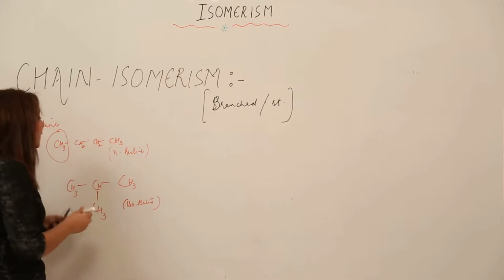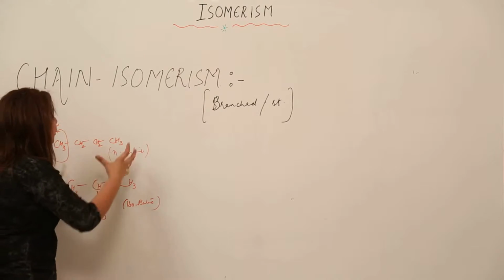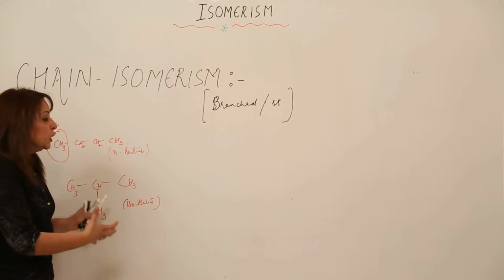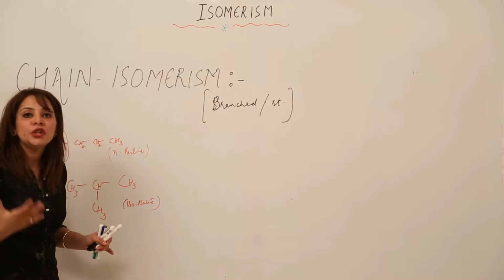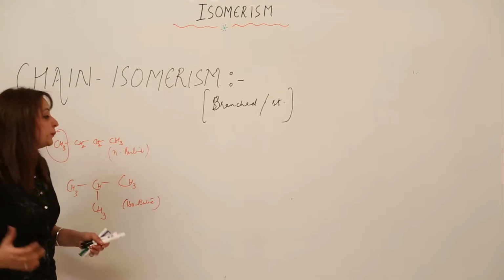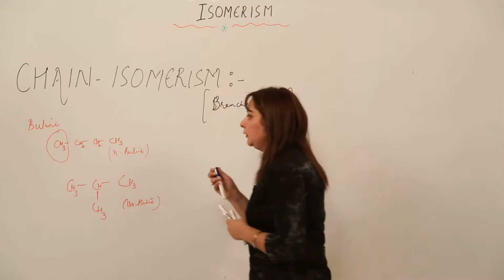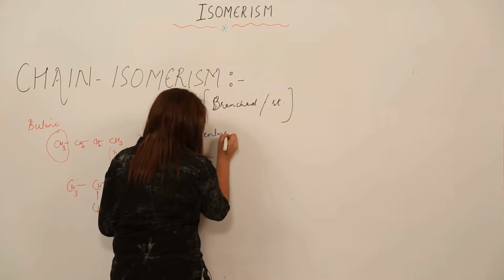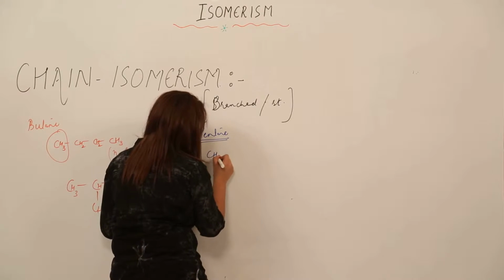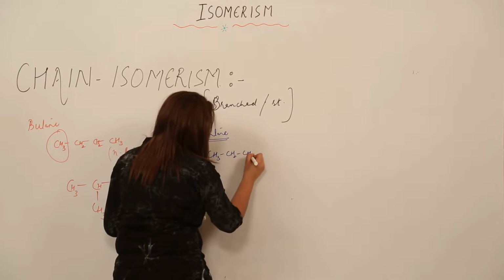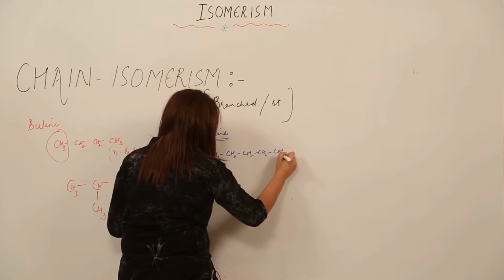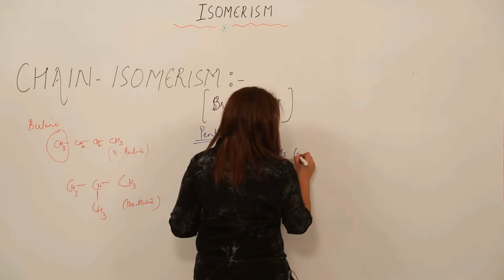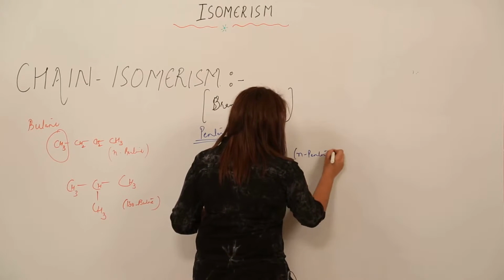As you can see, they just differ in the nature of the carbon chain. Here it was straight and here it becomes branched, right? So they exhibit the property of chain isomerism. Suppose one more example, suppose I have pentane. What is the structure of pentane? We know that we have 5 carbons in a parent chain, so this is normal pentane, the straight chain compound.